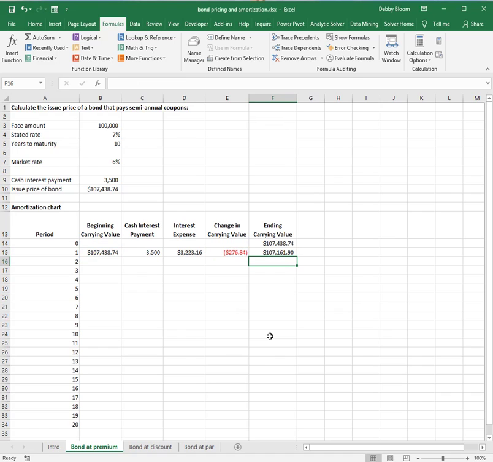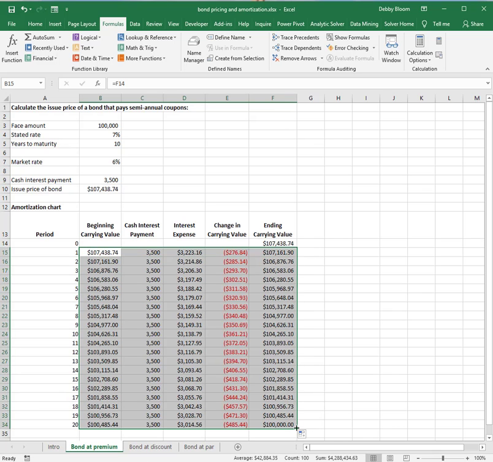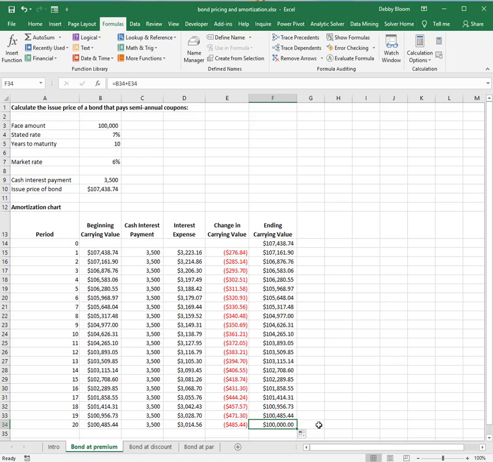So I'm going to hit enter, and now it's really neat because I can select all of the formulas on row 15, period 1, and then just double click that fill handle in the bottom right hand corner. You know you have it when my fat plus turns into a skinny plus, and I can just double click and notice that my ending carrying value comes down to $100,000 at the end of the 10-year period, and I have calculated my interest expense and my change in carrying value for each 6-month period.